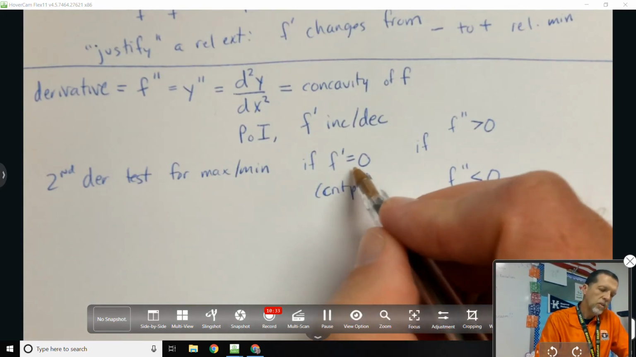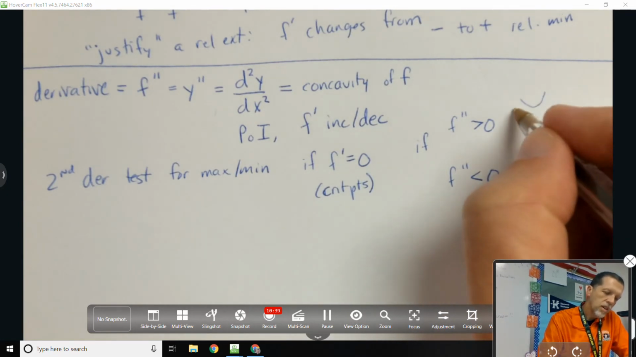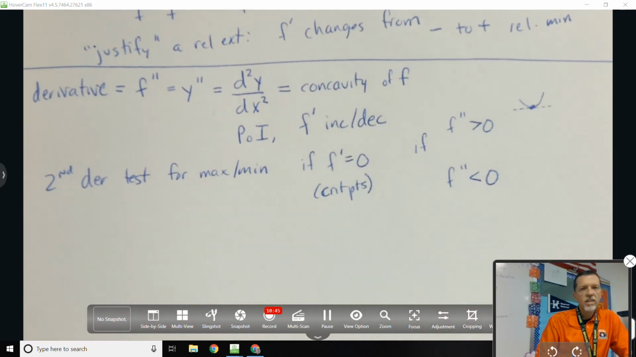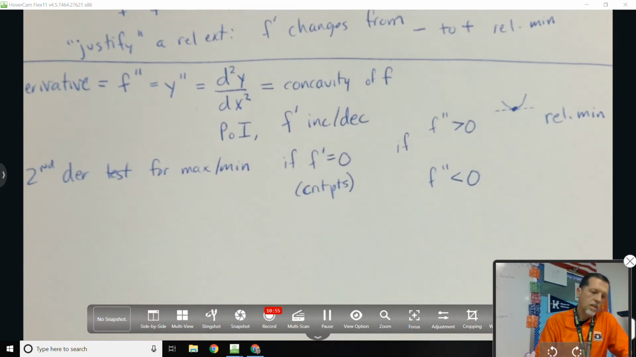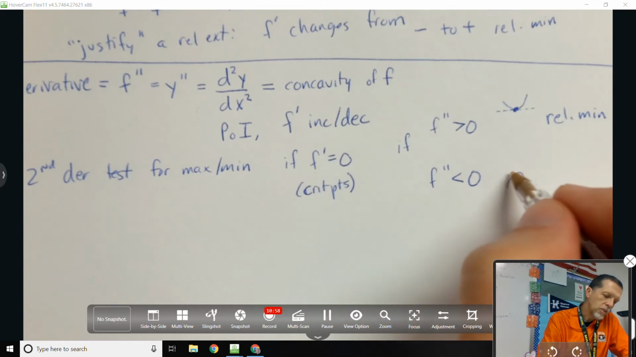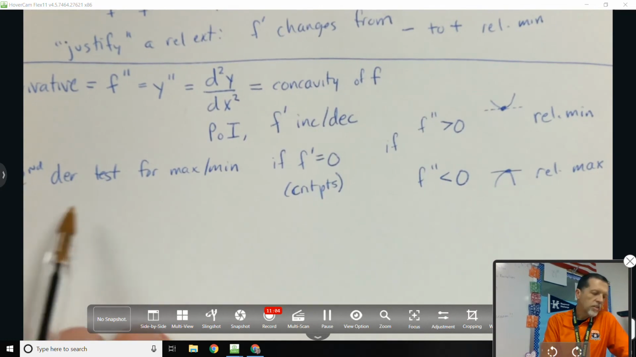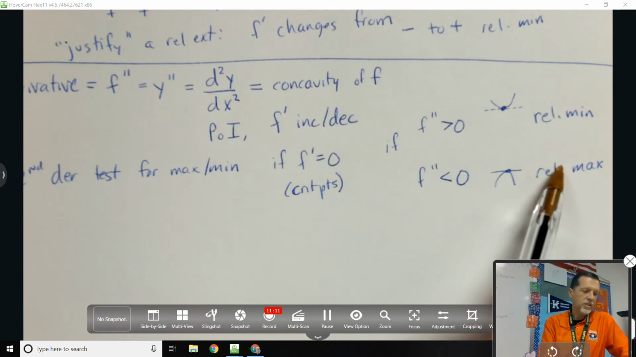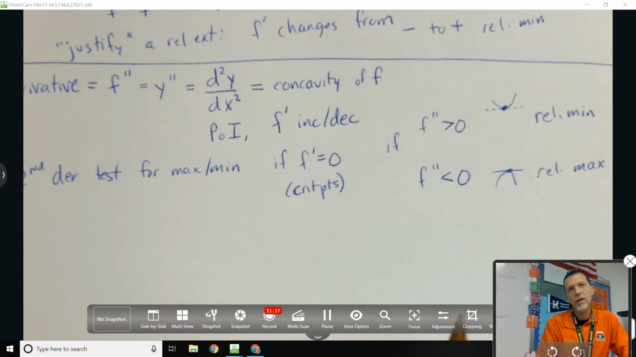So if f prime is 0 and we are concave up, but we're at a horizontal tangent line, what's the conclusion? What's the name of that point? A relative minimum. And if we're concave down, but also at a horizontal tangent line, that's a relative maximum. So it's called the second derivative test because we're using the second derivative to figure out if it's a min or a max. But we're not only using the second derivative, we also had to use the first derivative to come up with our candidates to figure out if they are maxes and mins.